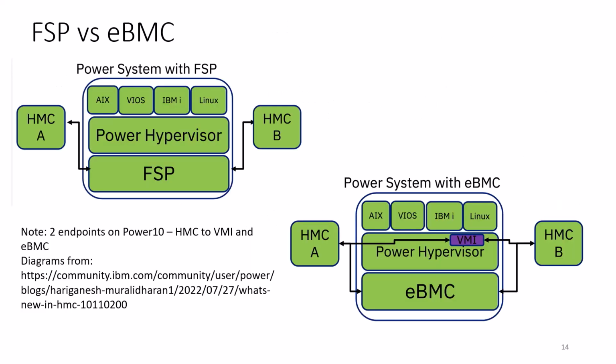This is the diagram that I got from the IBM community. And as you can see, what it's showing you is just a diagram of the difference between an FSP and an eBMC in terms of connectivity. And you can see the primary difference on the bottom right diagram is that the HMC talks to the eBMC, but it also talks to this VMI that's part of the Power Hypervisor. And I highly recommend going to the link that I have there, where Hari Ganesh talks about what's new in the Power 10 and the HMC.